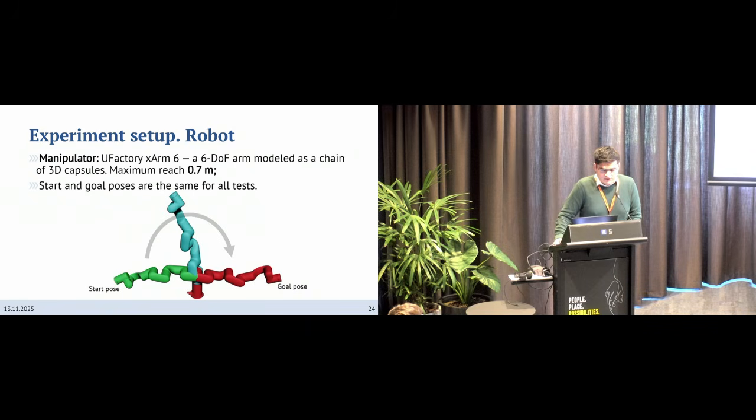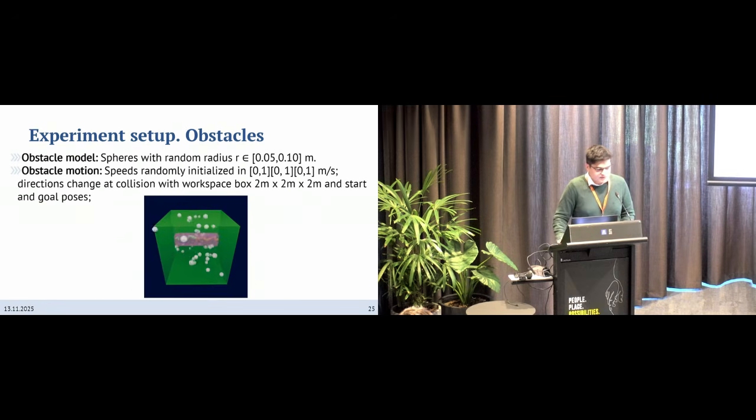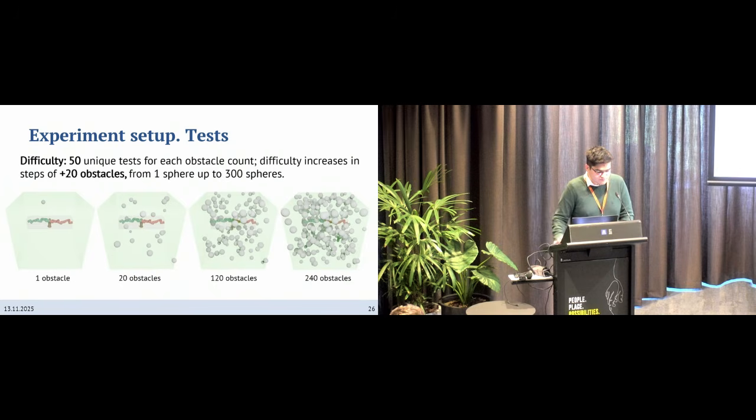So let's talk about our experiments. In our experiments, we use the manipulating robot arm xArm6, and start and goal positions are fixed and the same for all tests, shown in the slide. As obstacles, we use small spheres that bounce around the 2x2x2 workspace, and we ensure that the start and goal positions are safe all the time.